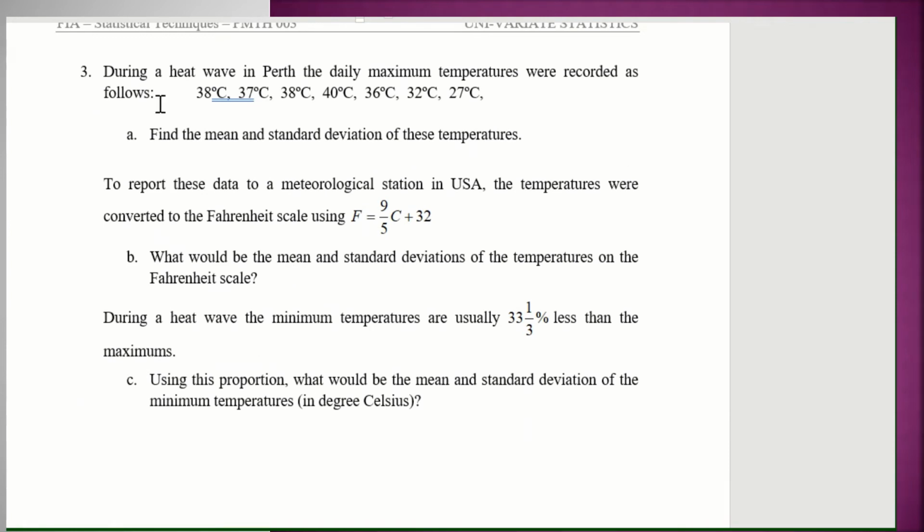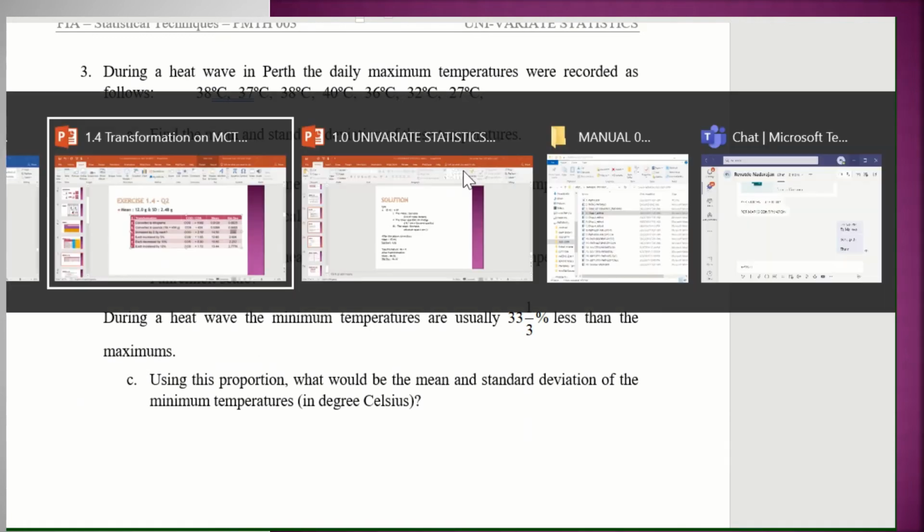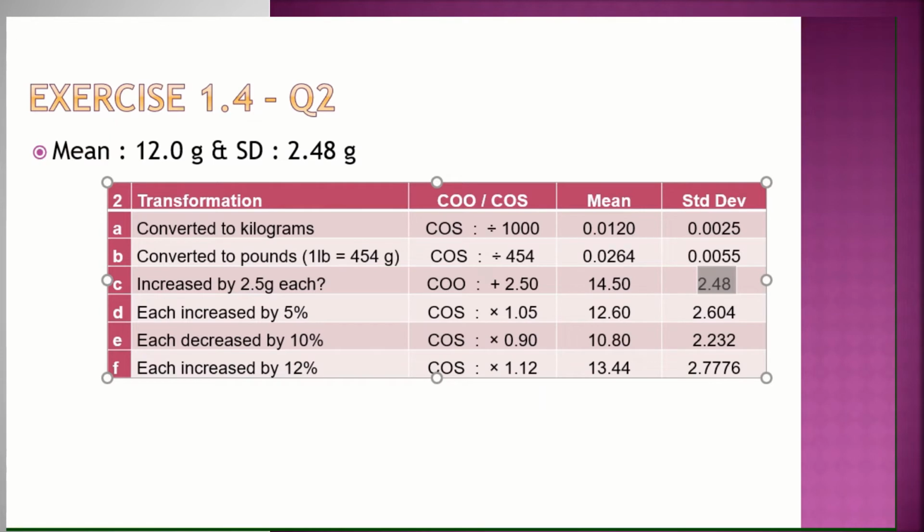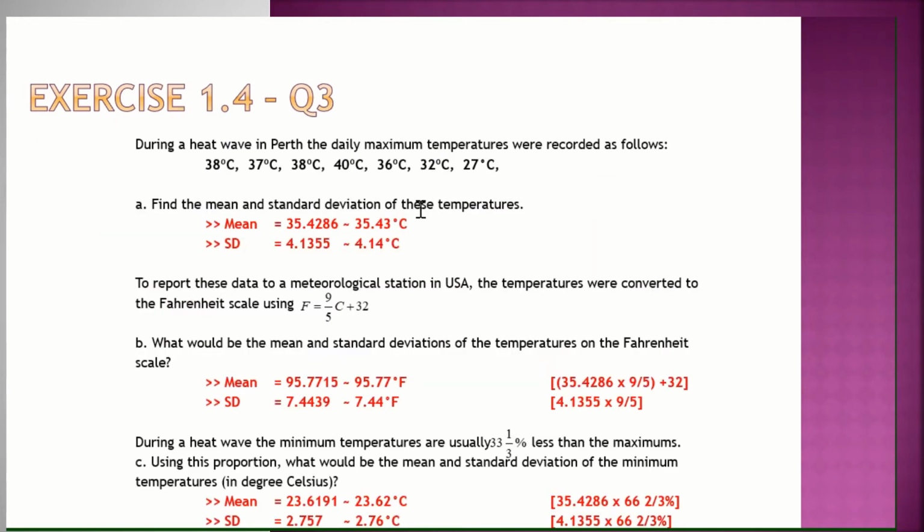Number 3, find the mean and standard deviation of these temperatures. So now, not so difficult. Put in your calculator. Please don't do manually. You need to stop doing it manually. I see a lot of you still doing it. Please punch it into your calculators. Write your answers in 4DP first. I will tell you why after this. Write your answers always in 4DP first, and then you round off to 2DP because this one got units.